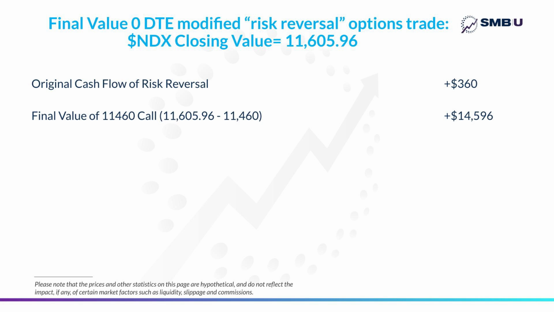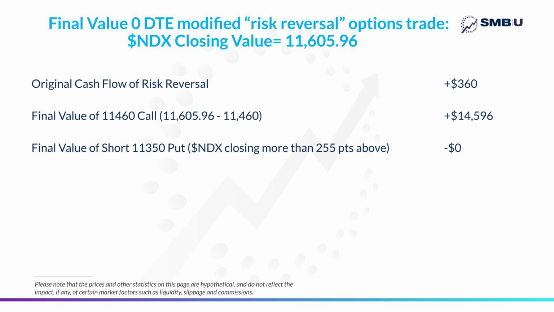And then starting with the long call up at 11,460, well, the way you value a call if the index closes above the call strike price is to take the closing price, which was 11,605.96, and subtract from that the strike price of the call, which gives you a value of 145.96, which you then have to multiply by 100, remember, because it pays off $100 per point that the index expires above the strike price of the call. And so that option actually pays us $14,596.